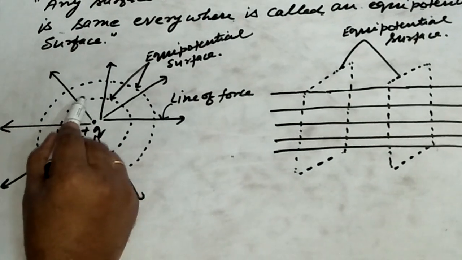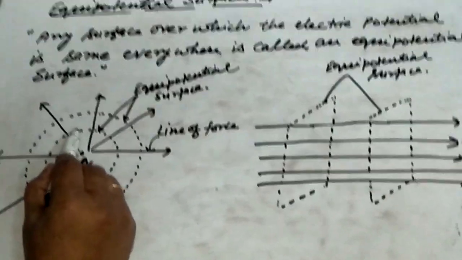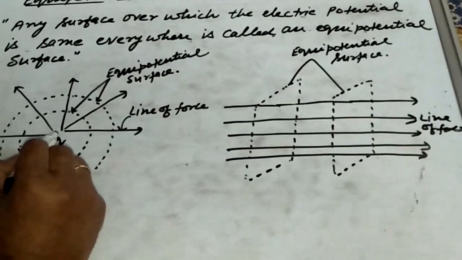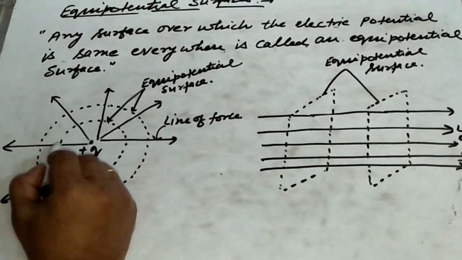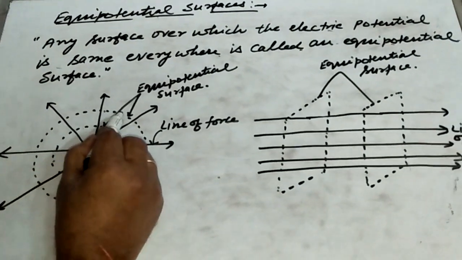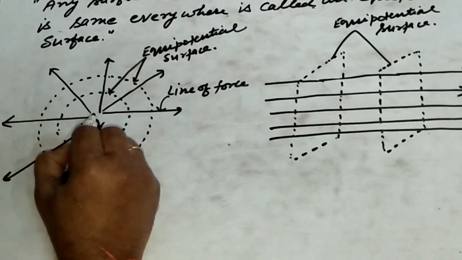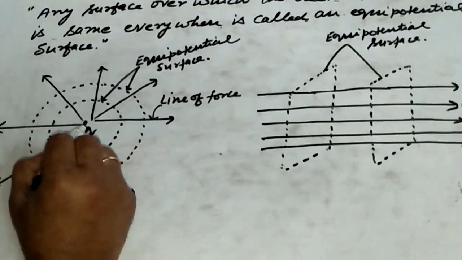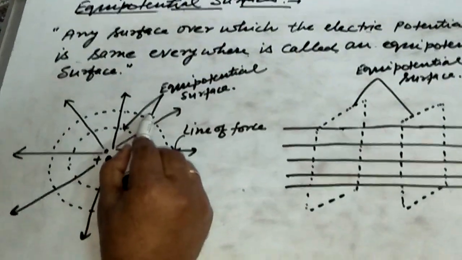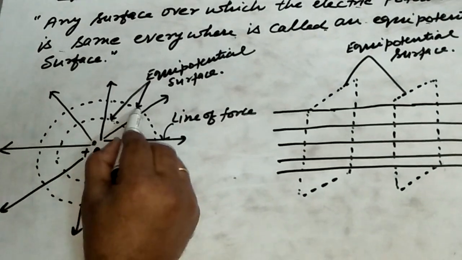When we take this spherical surface around this charge plus Q, the distance of each point of this spherical surface from plus Q remains the same. So you can say the potential due to this charge plus Q at any point on this spherical surface remains the same. Similarly, the distance of any point of this second spherical surface from this charge plus Q is also the same, so the electric potential due to plus Q at any point of this second surface is also the same. But the potential on the first surface and the potential on the second surface are not the same.